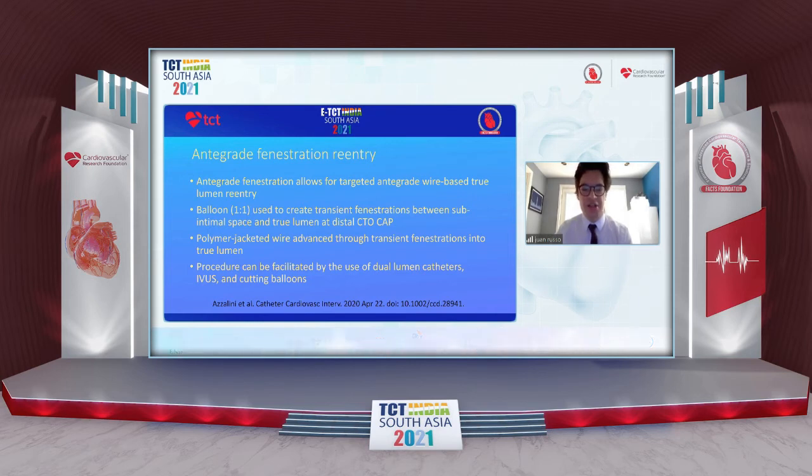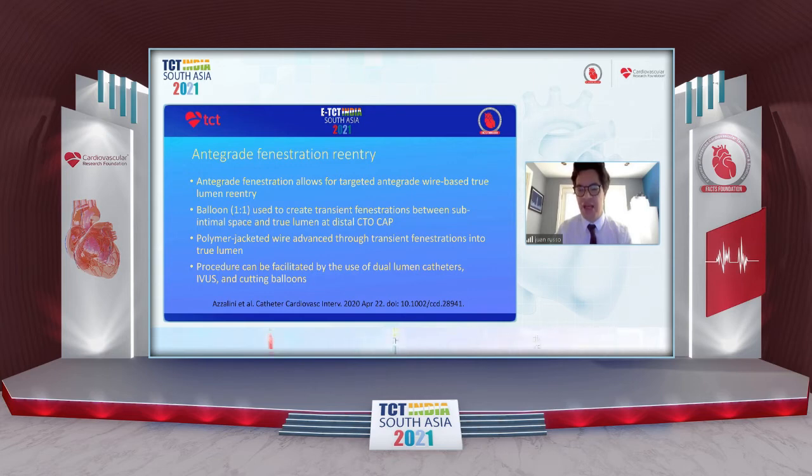So basically, antegrade reentry relies on using one wire to enter the subintimal space, and then delivering a second wire into the distal cap of the CTO. This can be facilitated by a dual lumen catheter. Then there's delivery of a one-to-one balloon through the initial wire to essentially create transient fenestrations in the intima in order to create a channel into the true lumen. And then once this channel is created, the balloon is deflated, and through a microcatheter a polymer jacketed wire is advanced into the true lumen.